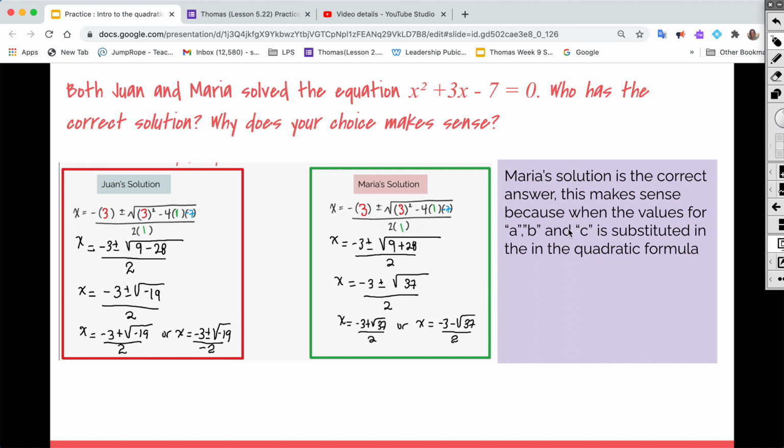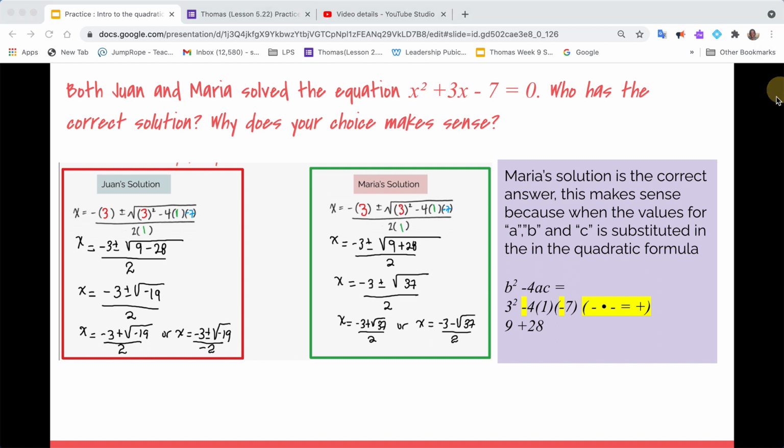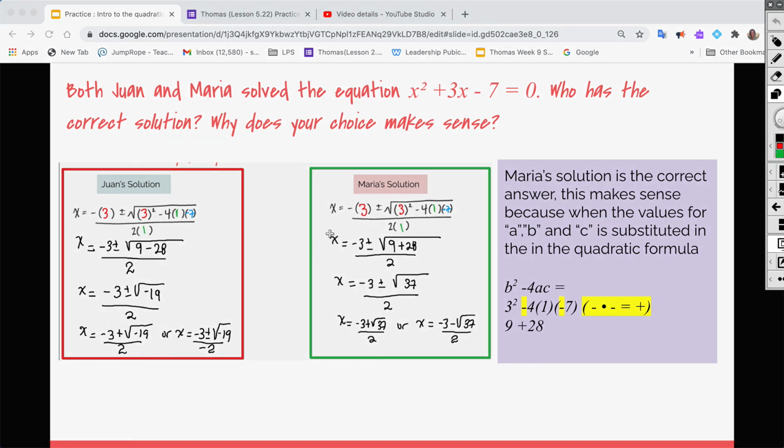This makes sense because when the values of a, b, and c are substituted in the quadratic formula, b squared minus 4ac, which is the portion of our formula that's under the radical sign or the square root sign, is equal to 3 squared minus 4 times 1 times a negative 7. We ought to remember that a negative times a negative gives a positive result, which is why we end up with a positive. So that should be 9 plus 28. That's incorrect. Maria has the correct solution.